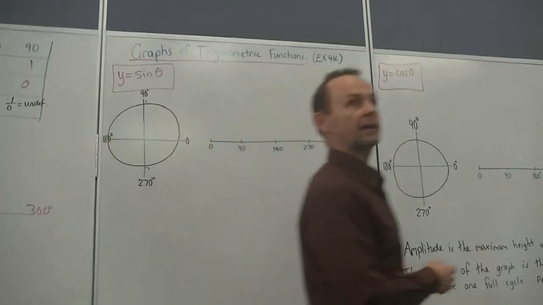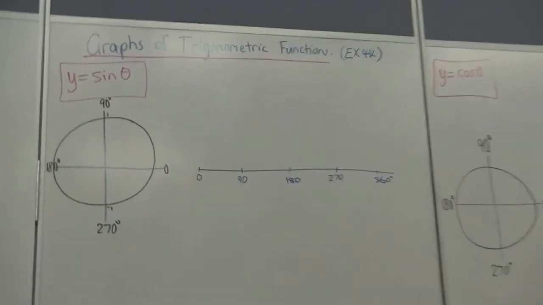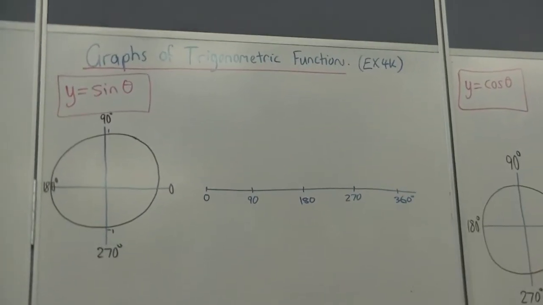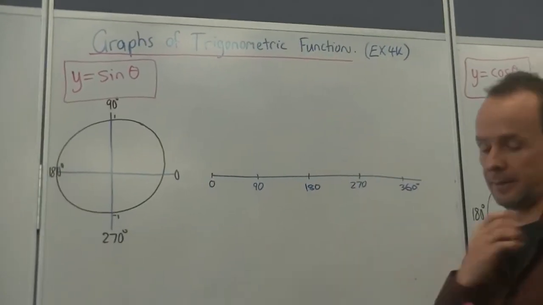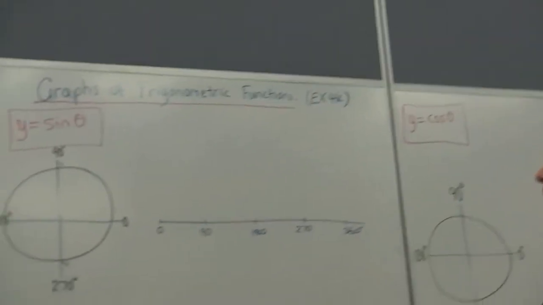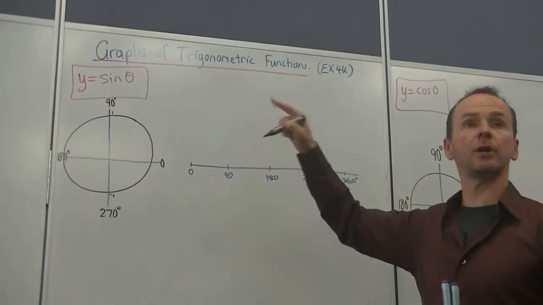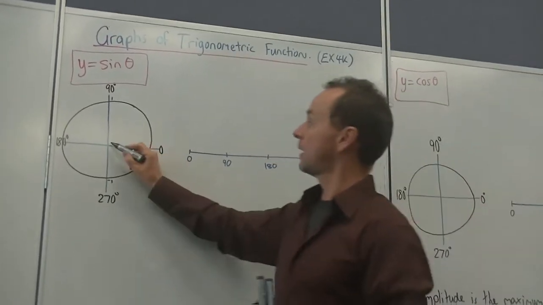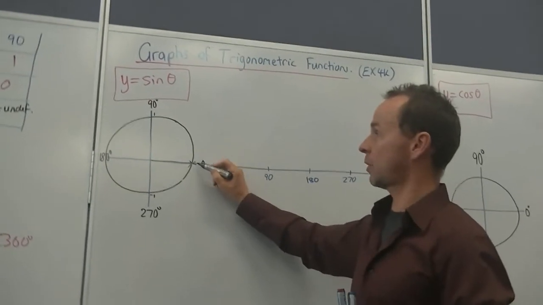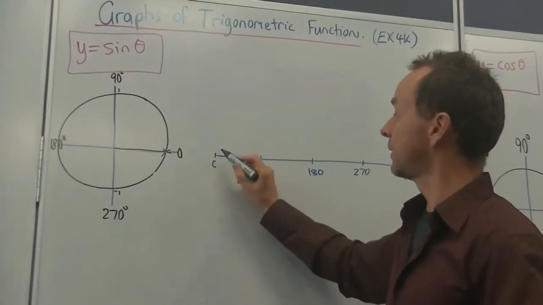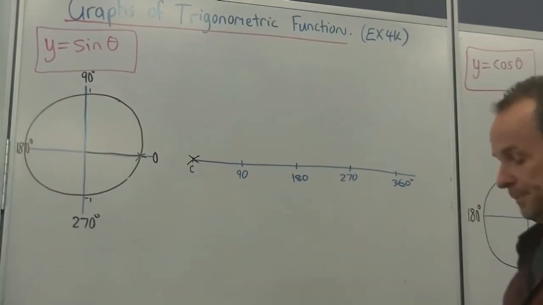Alright, so now we'll keep on going over here. We'll start with our next topic: graphs of trigonometric functions. First graph we're going to look at is sine theta. So remember our unit circle. Sine value is the vertical height. So again, sine at 0. What's the vertical height at 0? It is 0. So let's put that on our graph there.